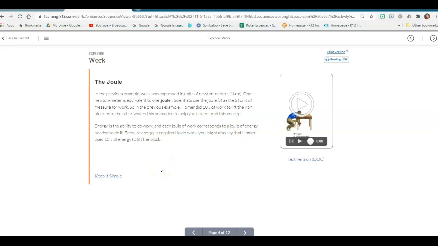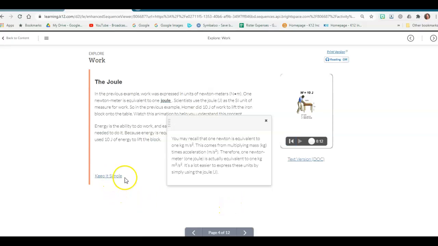All right, so from there, we saw that Homer did 10 joules of work to lift the iron block onto the table. So you can watch the animation to help you understand this concept. So we watched it before. It's very small, a little bit difficult. So energy is the ability to do work, and each joule of work corresponds to a joule of energy. So this is something else, a definition of energy, the ability to do work. So that definition needs to go in your notes as well. And because energy is required to do work, you might also say that Homer used 10 joules of energy to lift the block. So keep it simple.